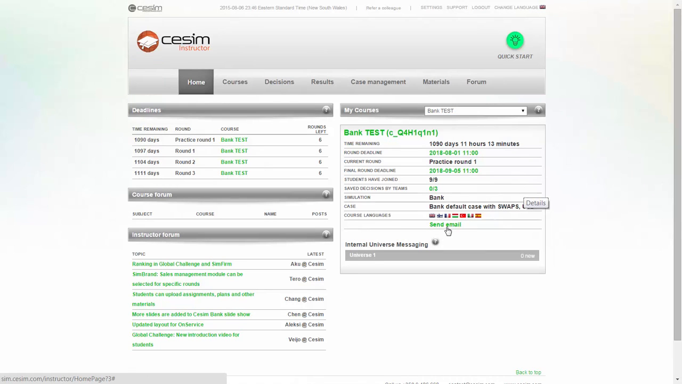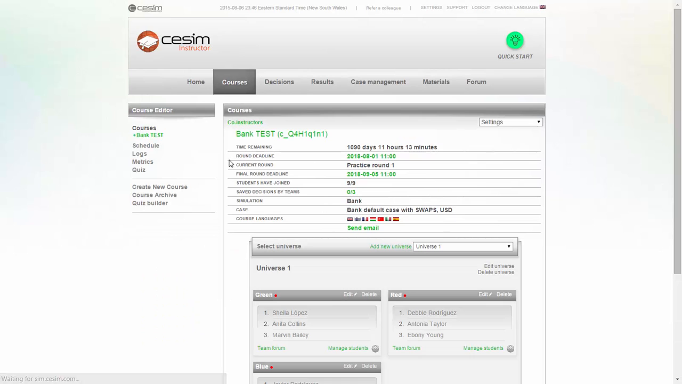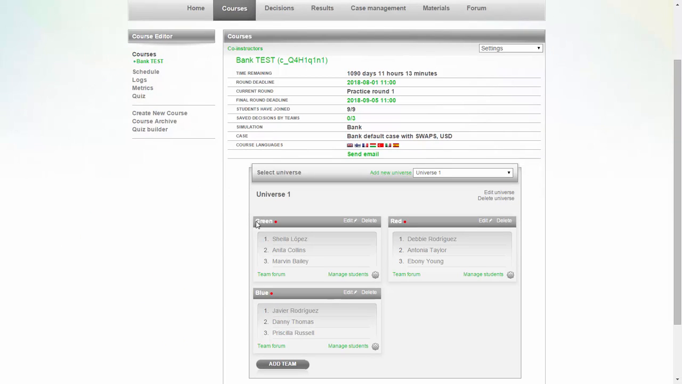area of the simulation. Now this instructor area allows you to create courses, manage the courses, change the deadlines, follow the student activity and so forth. We're not going to be spending time on this one right now. Instead, we will be going directly to the participant interface that we can access through the courses page.